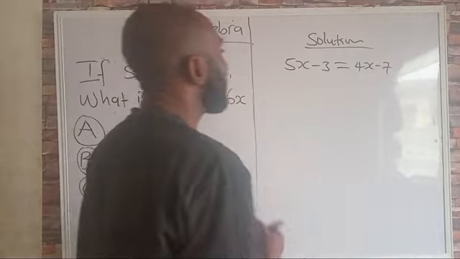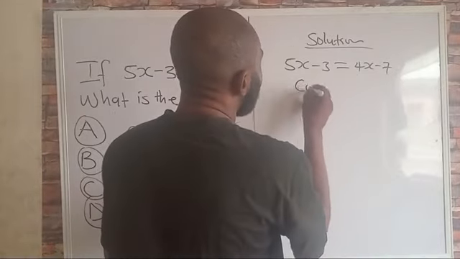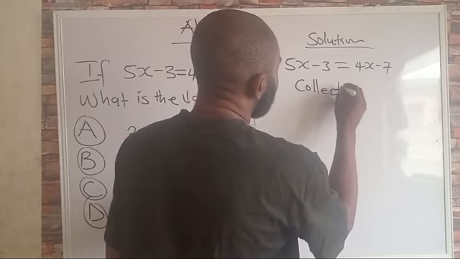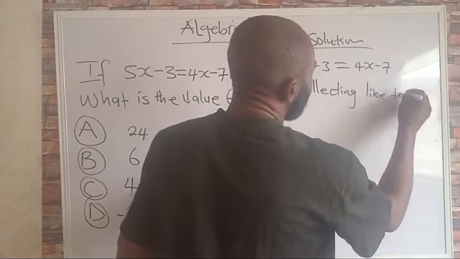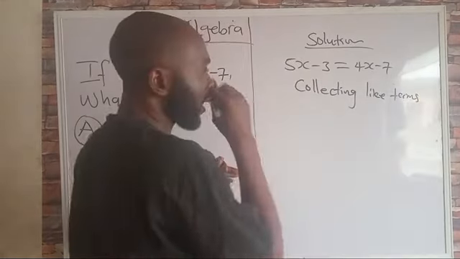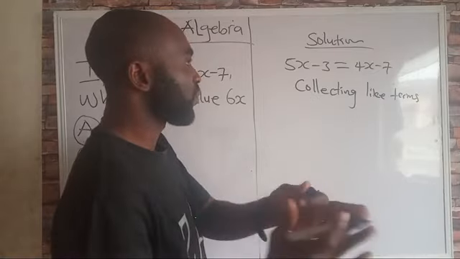So let's start. We are now collecting like terms. So now I'll put the ones with alphabet, which are the ones with x, on one side.